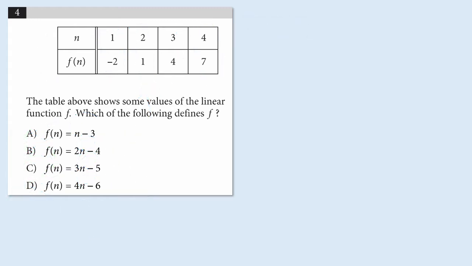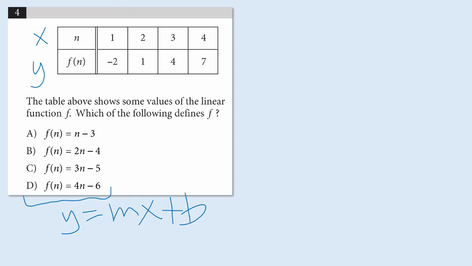Now let's look at a second strategy. You may be aware of lines that have equations in the format of y equals mx plus b, where m is the slope and b is the y-intercept. And I mentioned that we can think of the first row of values, or n, as the x value, and the second row of values as y. And then you'll notice that all of these equations are in the format of y equals mx plus b.